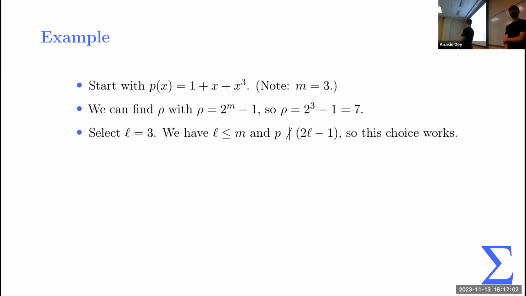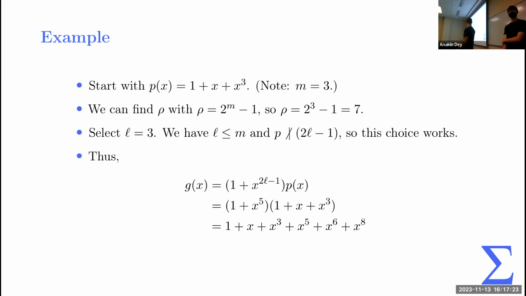Then we can choose any L less than m, which is 3. So we just choose 3. It could be smaller than that, and if it's smaller, then we just end up with a smaller burst error correcting fire code. And 2L minus 1 must not be divisible by rho. Then we get 5. It's not divisible by 7, so we're good. Plugging everything in and expanding it out, we get this generator polynomial for the fire code. So this is a fire code that can correct errors of length 3 or less.